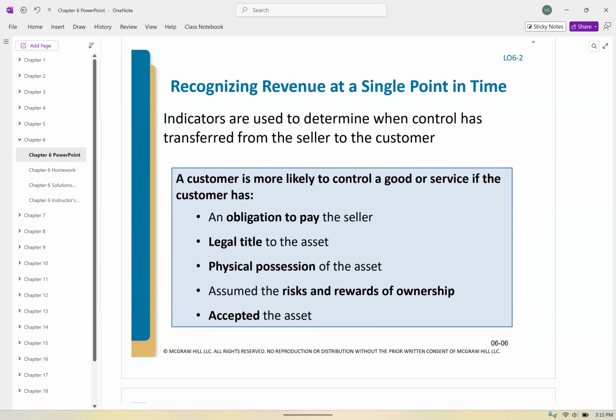Think about if you bought a gallon of milk and you're walking out of Sam's to your car and you drop that gallon of milk, that is your risk of loss at that point. Maybe you could go back in and Sam's might give you another gallon of milk just to be good, but really after that point, you are the one that has that risk and reward of the ownership. And it is accepted as an asset.